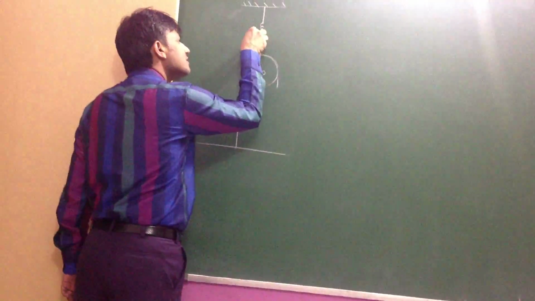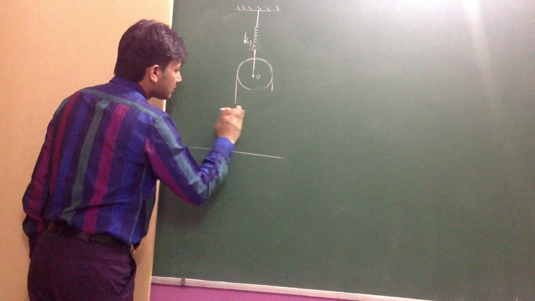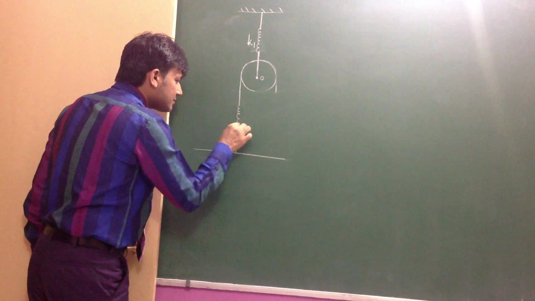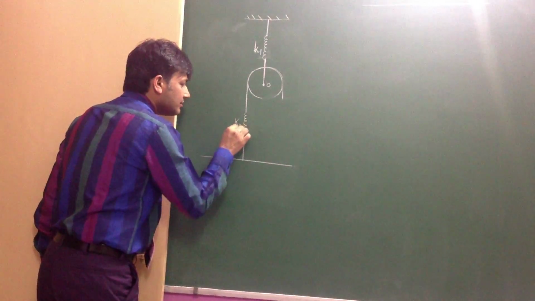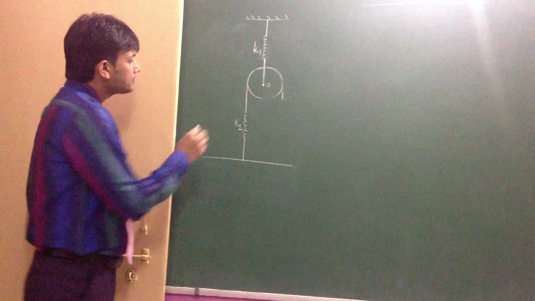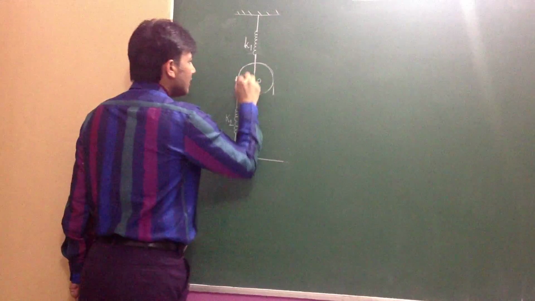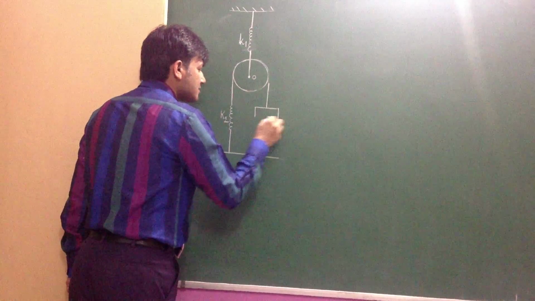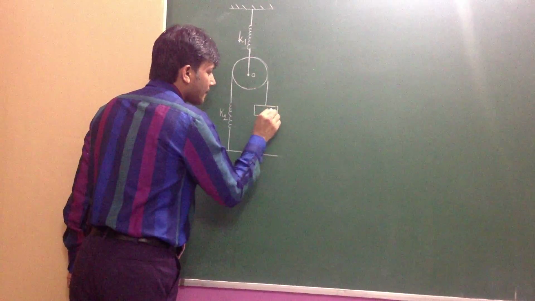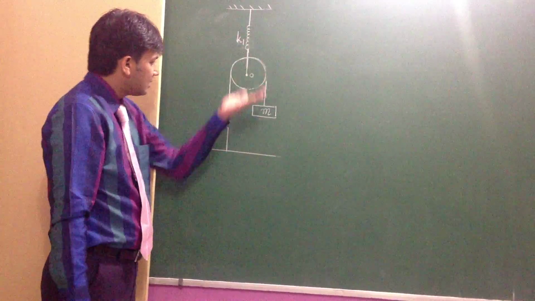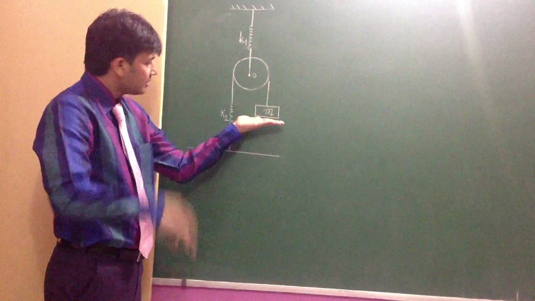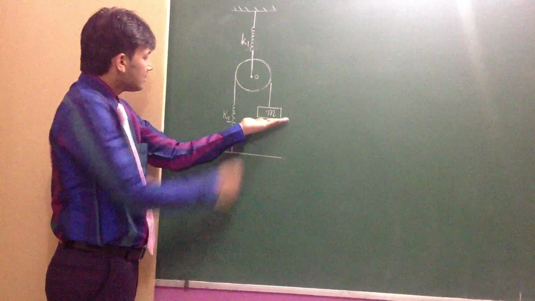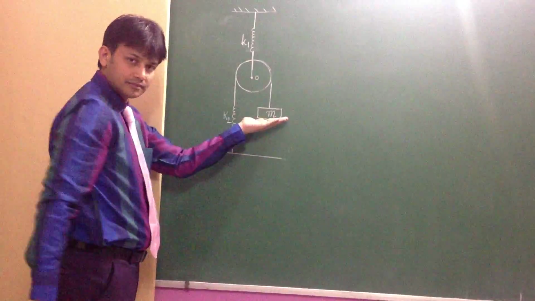Let me name this spring 1, and as I told you, I will mix up these two problems, and the spring constant of this spring is K2. At the end of this string, one mass M is suspended over here, but just now it is at rest. I am holding it, so there is no tension in these two springs. There is no tension in this string.